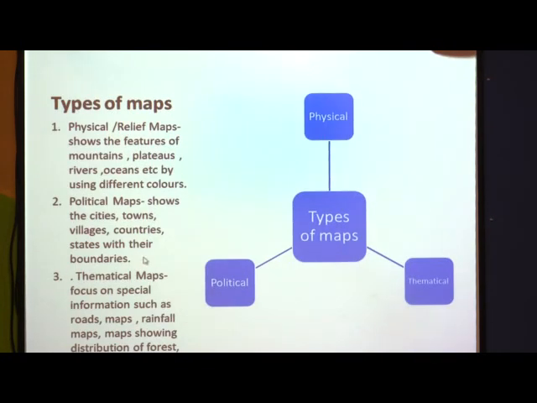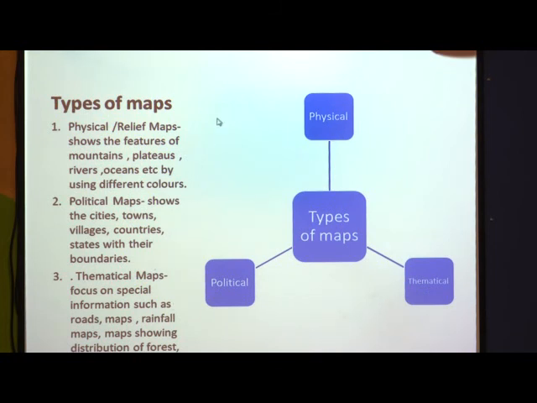Next, we are going to see the different types of maps, children. There are 3 types of maps: physical map, political map and thematic map. Here in 6th standard we will see all these 3 types of maps.